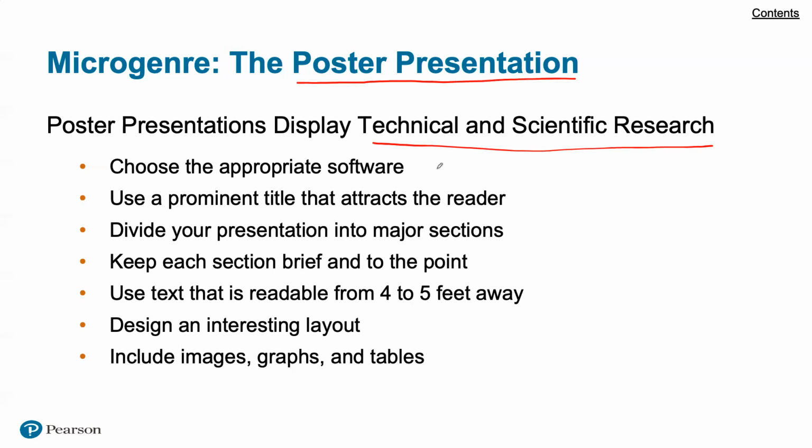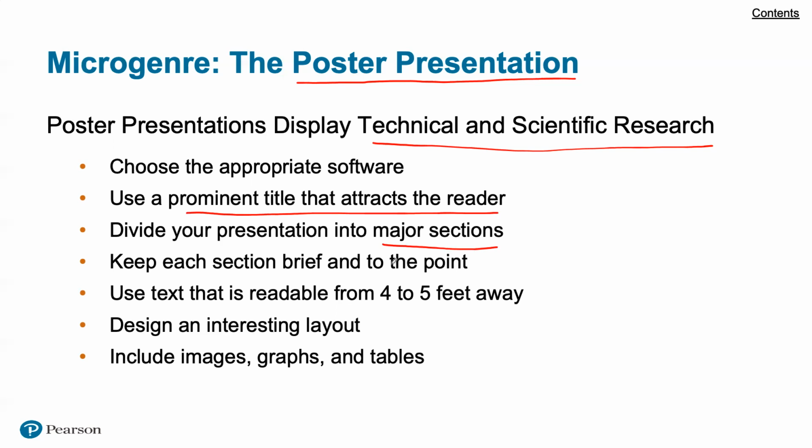So you can choose the appropriate software to help you do your analysis and also render the information in an aesthetically pleasing way on a poster board. So you want to use a prominent title that attracts a reader. So this is going to be really important. You need something that's going to bring them into getting at what you're working on. Divide your presentation into major sections. So you might have 4 quadrants, for example. That might be one of the ways that you could organize your poster board.